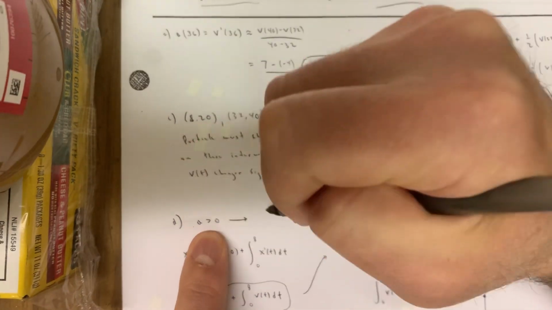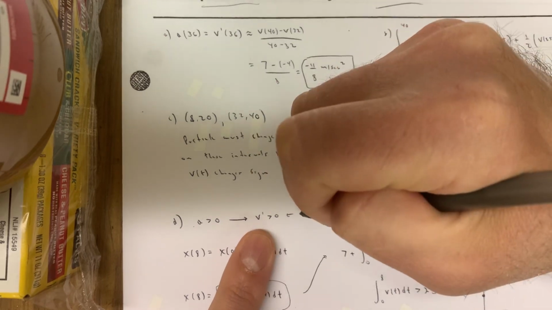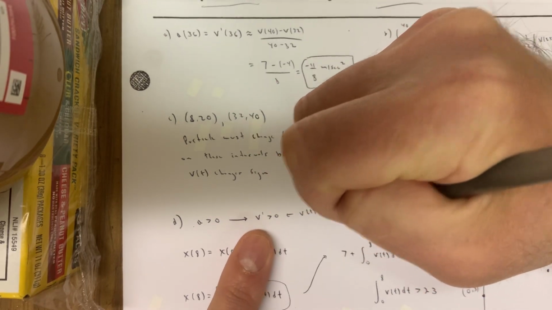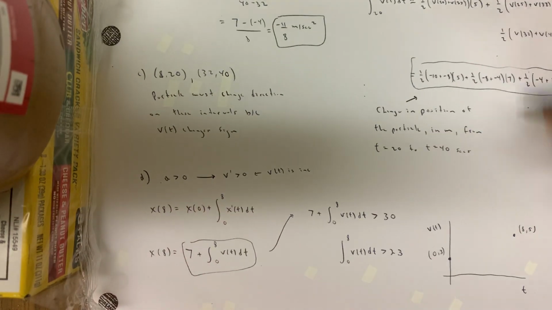Why would they tell us acceleration is positive? That means the derivative of velocity is positive. That means velocity is increasing. So v of t is increasing. Look, I have no idea what the function looks like, but I know it increases to get from this point to this point, and I know it's not going to decrease anywhere in between.